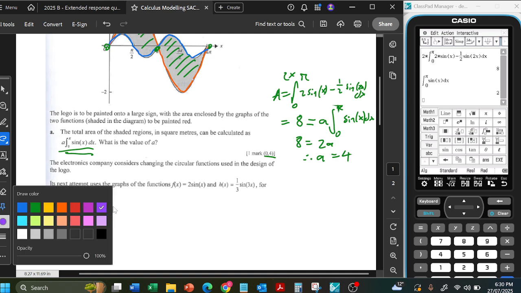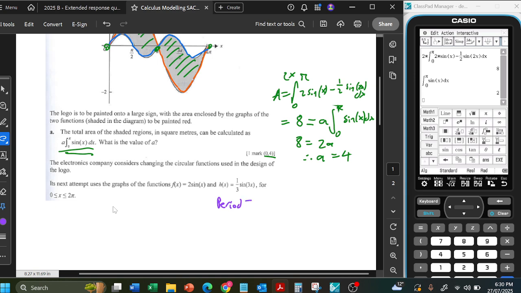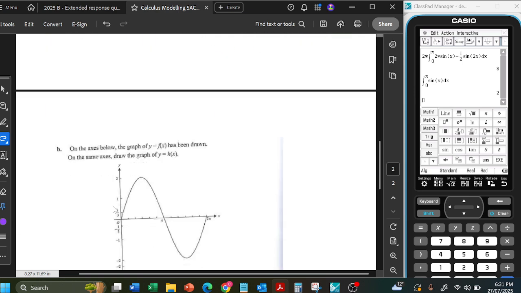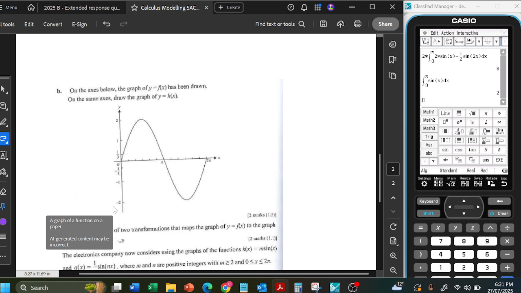Well, let's consider h(x) for a minute. The period of that function is going to be equal to 2 pi over the coefficient of x, which is 3, so 2 pi on 3, and we can see that the amplitude of this is equal to 1 over 3, the thing that's at the front here. So we can now sketch that on the same curve over here.